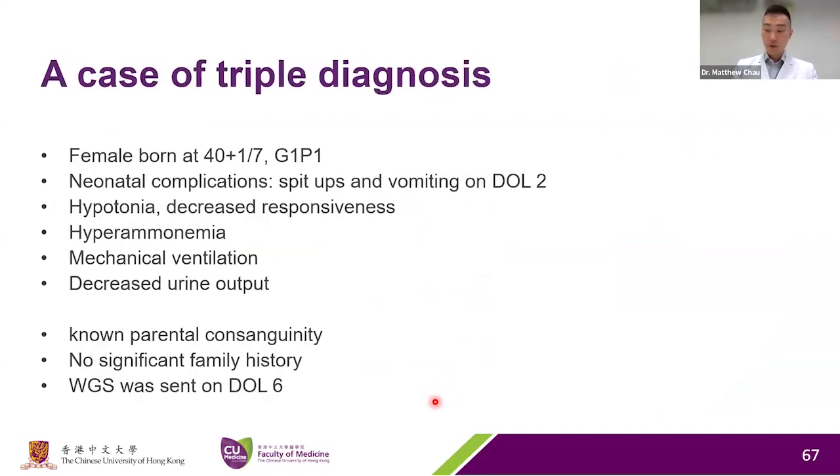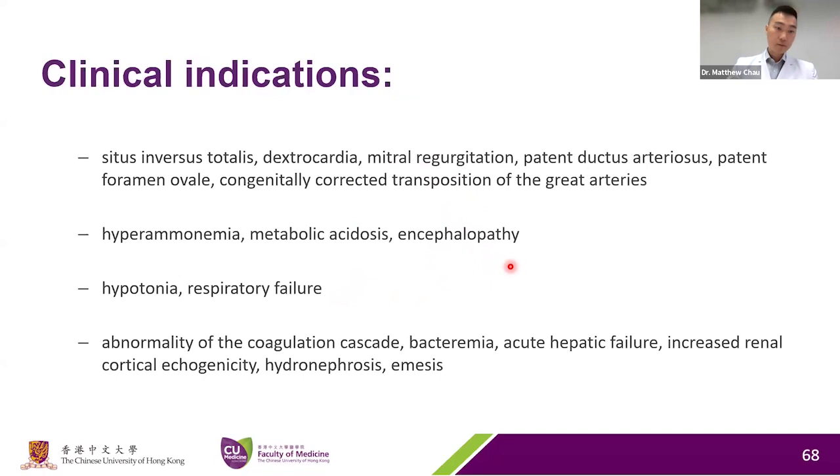So I'll share with you one last case of a triple diagnosis. This is a female born at 40 weeks and 1 day. She had spit ups and vomiting, hypertonia, hyperammonemia. She had to be put on mechanical ventilation and had decreased urine output. So whole genome sequencing was sent on day of life 6.